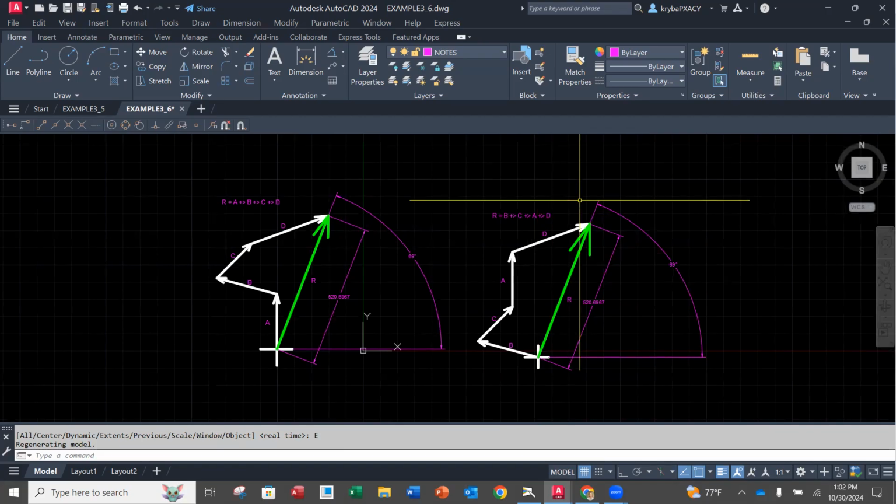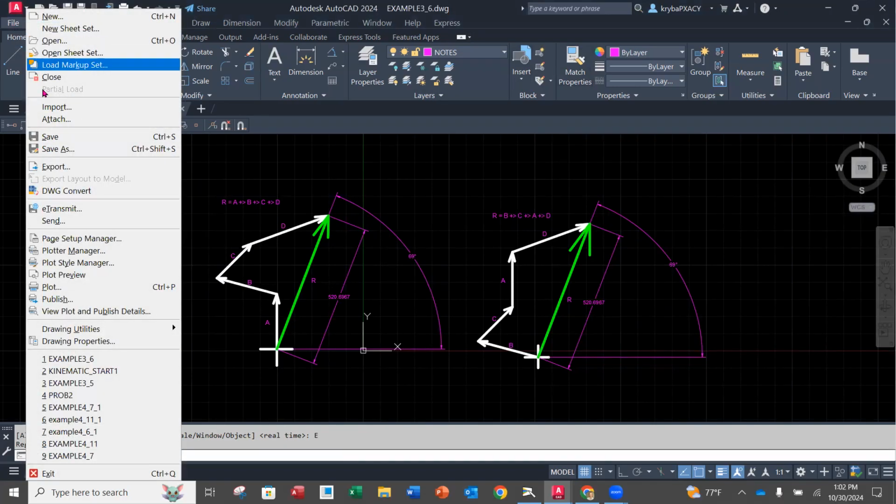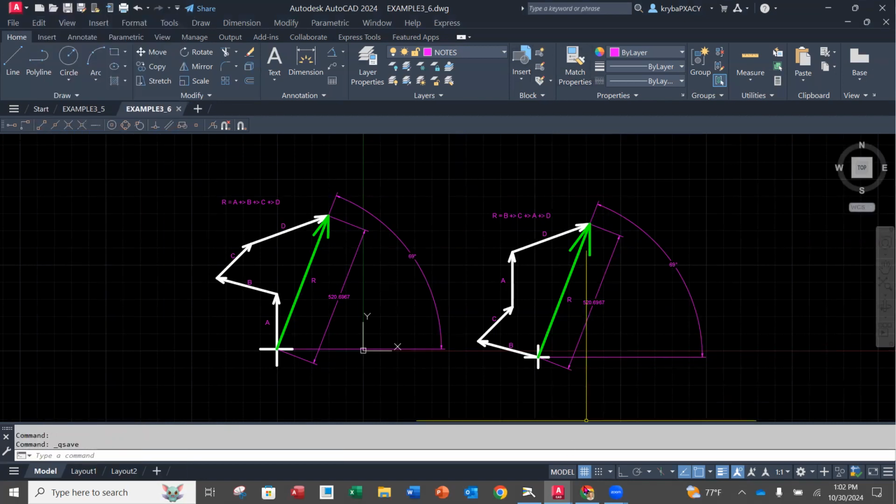Any questions so far? Any questions on adding vectors? How many have had experience adding vectors? Those of you who have had statics, you guys have. Okay. So good. I'm gonna do a quick file save, and then let's get back to our PowerPoint.